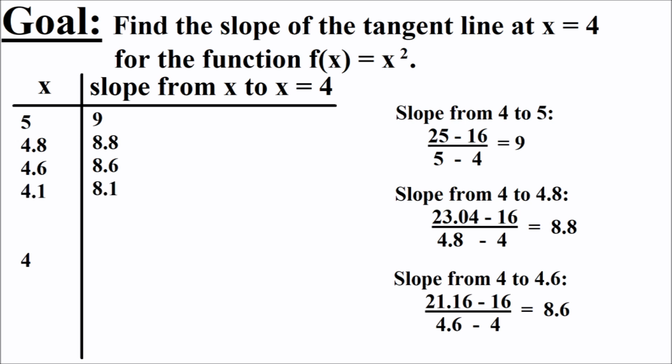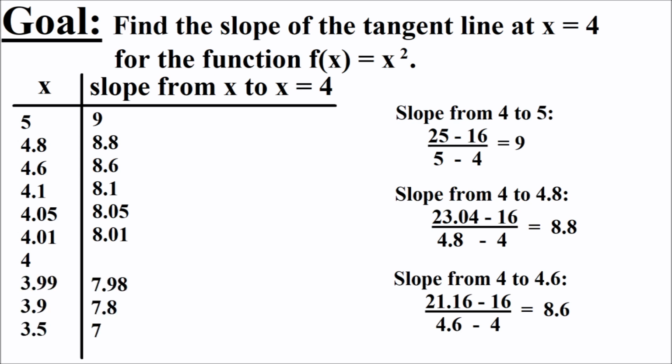Let's try 4 to 4.1. Here we get 0.81 over 0.1, which is 8.1. 4 to 4.05 gives us 0.4025 over 0.05, which is 8.05. 4 to 4.01 gives us 8.01. If we repeated this process with numbers that were below 4, such as 3.5, 3.9, and 3.99, we'll get slopes of 7, 7.8, and 7.98.